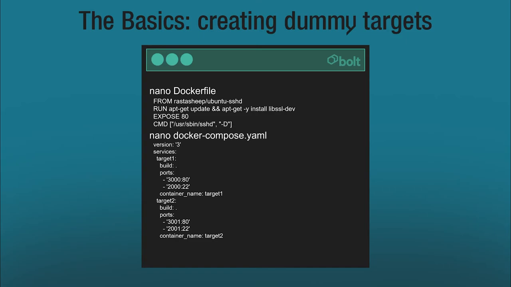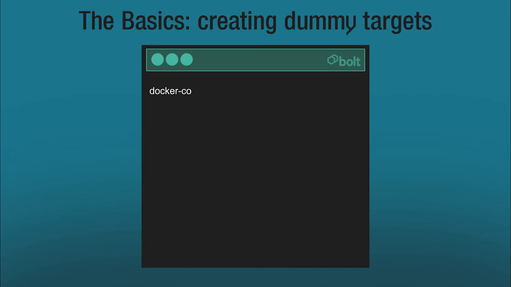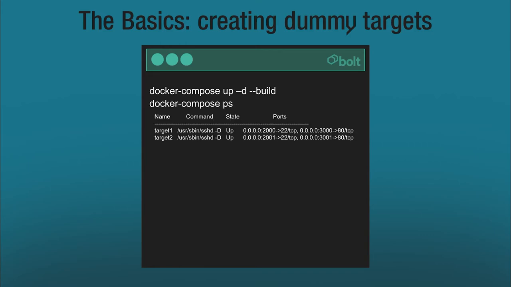Your project directory should now contain a Dockerfile and a docker-compose.yaml file. You can build and run the containers using the following command. Check if the containers are running properly before moving on to the next step. You should see something like this. Your targets are now ready for use. For the next step, you will run a command on a single target.